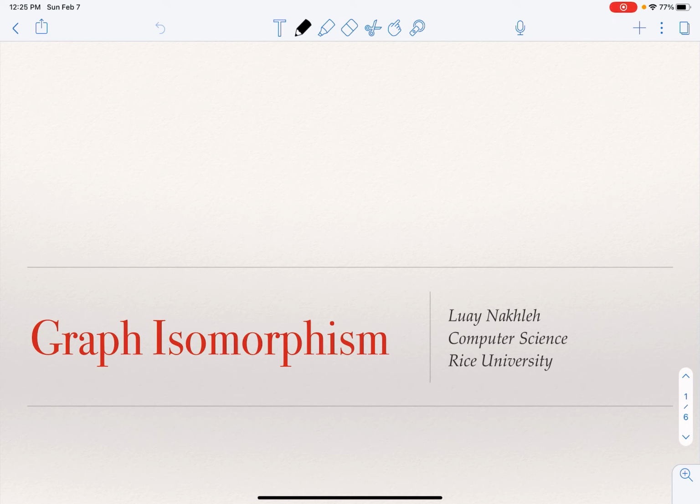We will now talk about a notion of graph isomorphism. And this notion is basically about when you look at two graphs, are these two graphs the same or not? Or are they equal or not?